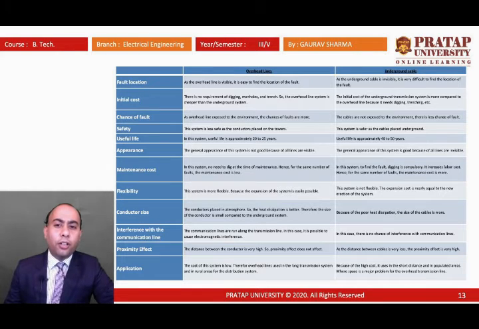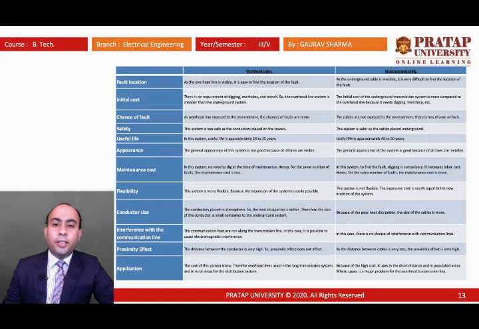The chances of fault: as the overhead line is exposed to the environment, the chances of faults are more. The cables are not exposed in the underground system, so there are fewer chances of fault. When we talk about safety, the overhead system is less safe as conductors are placed on the towers. For the underground system, it is safer as cables are placed underground, buried, we will not be able to see them, they cannot come in contact with anybody, so it is safer.